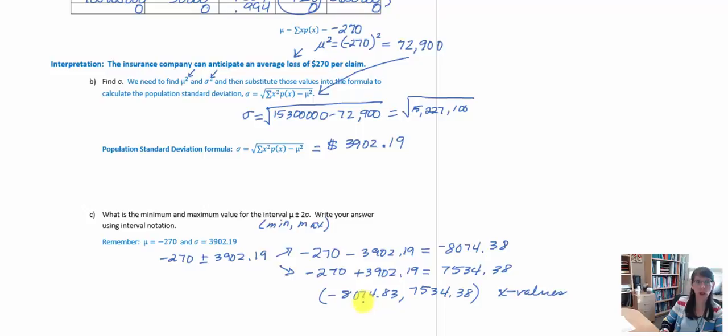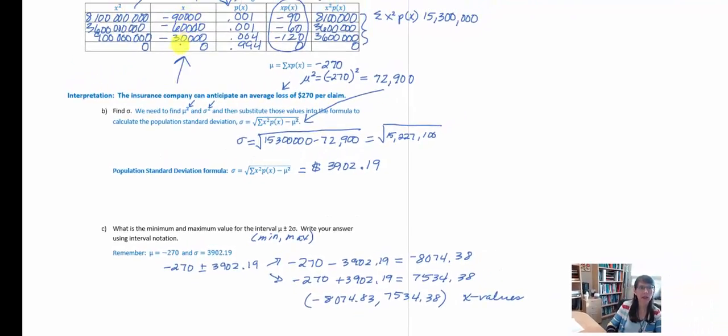If we go back to our table and look at the x values, do any of these x values fall within this interval of negative 8,000 to 7,500? So negative 90,000, that's much smaller than negative 8,000. Negative 60,000, also much smaller. Negative 30,000, much smaller. But 0 is an x value that falls between our minimum and maximum value. So 0 is associated with 0.994 probability. So the probability of 0 is 0.994. To turn that probability into a percentage, you're multiplying by 100. So you would have 99.4%.